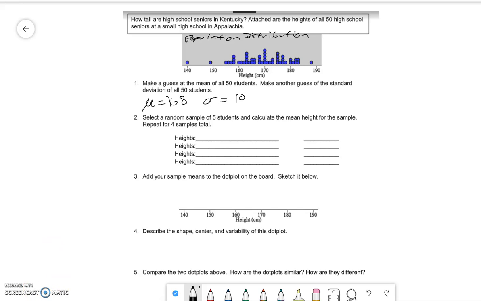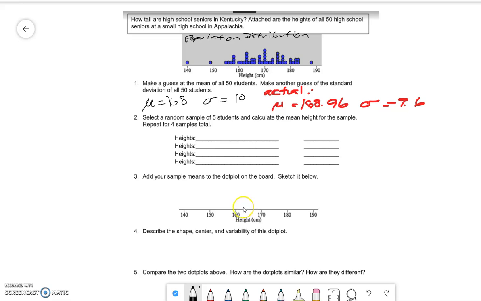Now let me go calculate it. Okay, so it turns out I'm amazing. My actual population mean was 168.96, and my actual standard deviation was 9.6. Now you can select a random sample of 5 students and calculate the mean height. Do that 4 times, so you get 4 samples of 5 students.